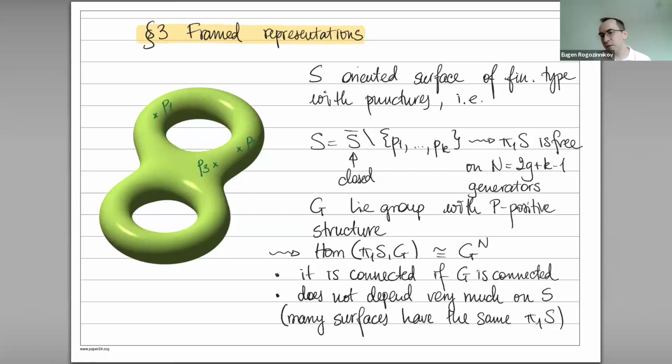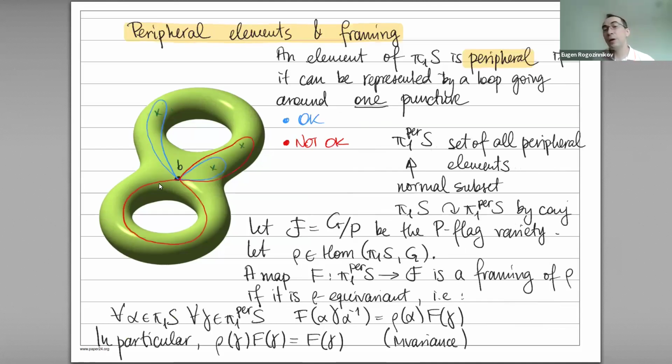So if G is connected like Sp2(R), then there is only one connected component, so we cannot find anything interesting. And moreover, pi1 of S does not depend very much on S, because there are many punctured surfaces with the same fundamental group. So to find interesting connected components, we add some more structure. And this will be a framing.